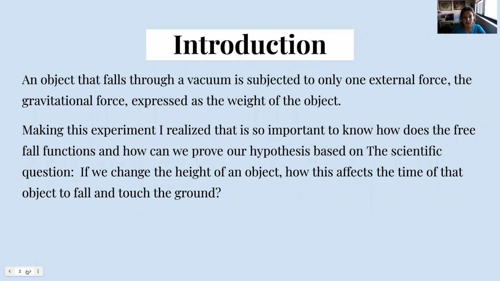Introduction. An object that falls through a vacuum is subjected to only one external force, the gravitational force, expressed as the weight of the object. Making this experiment, I realized that it's so important to know how freefall works and how we can prove our hypothesis, which is based on the scientific question: if we change the height of an object, how does this affect the time the object takes to fall and touch the ground?